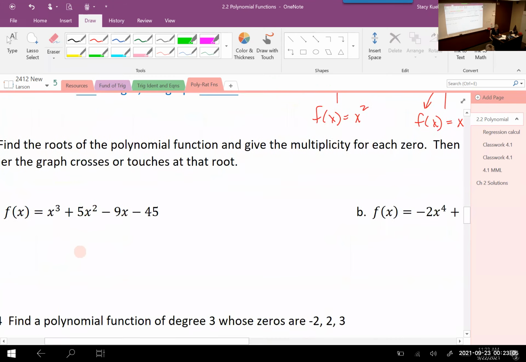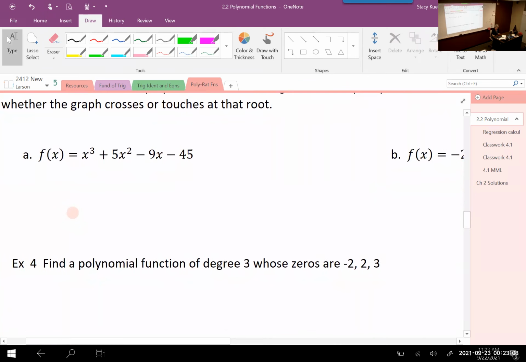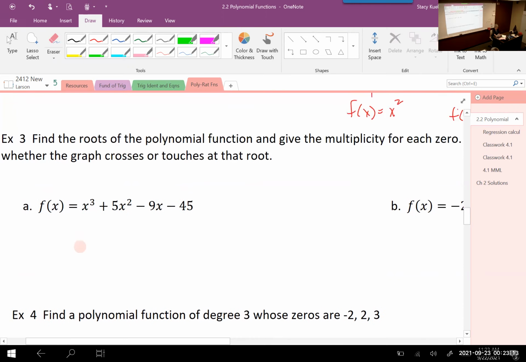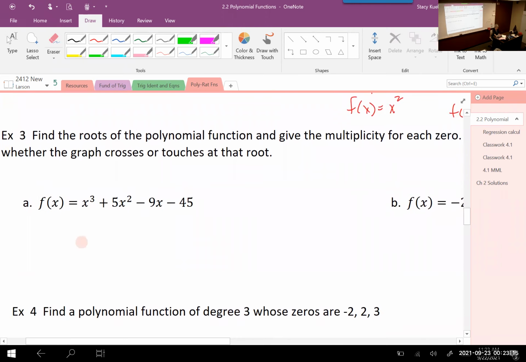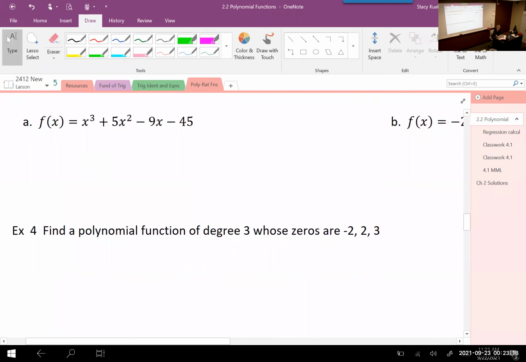All right, so let's look at this example here. This first example says, what do I want to do? I want to find the roots, find the multiplicity, and then determine whether we cross or we touch. Okay? I wanted to show you this problem because I want to highlight how we would solve it. In the previous example, it was already factored. Pretty easy to set it equal to 0 when it's already factored. So now if I want to find the roots, I need to factor it.